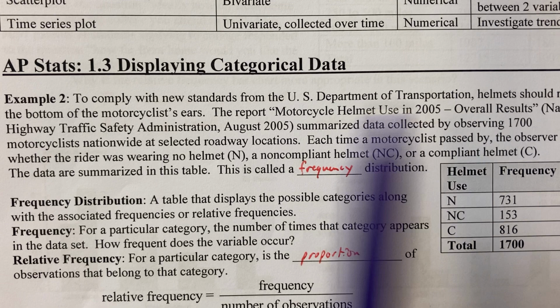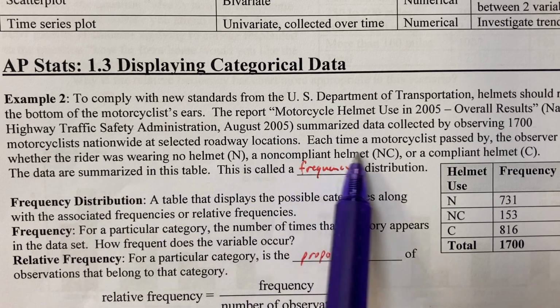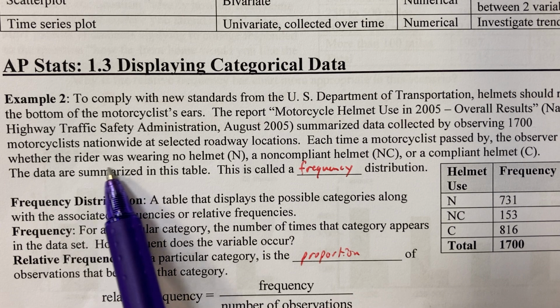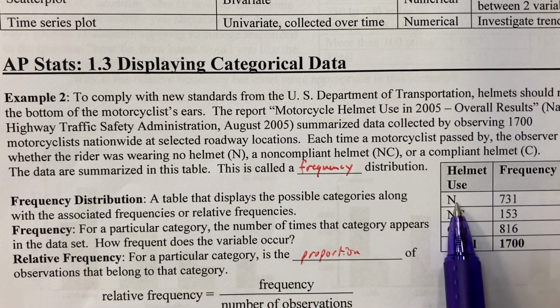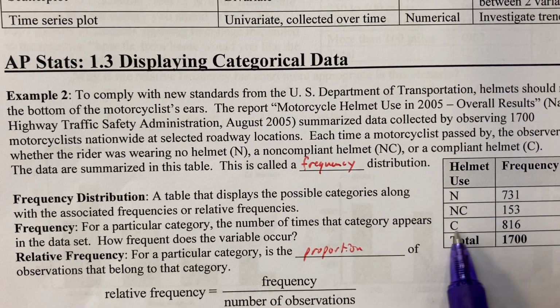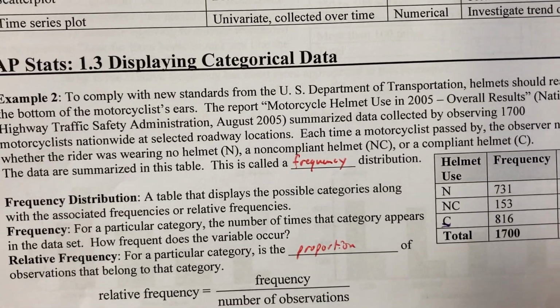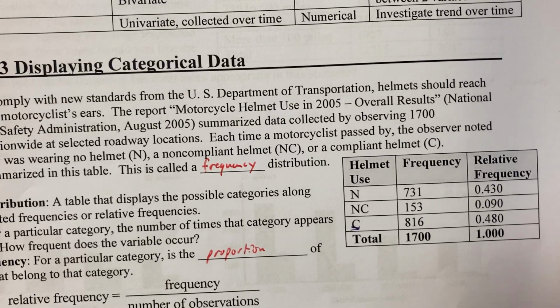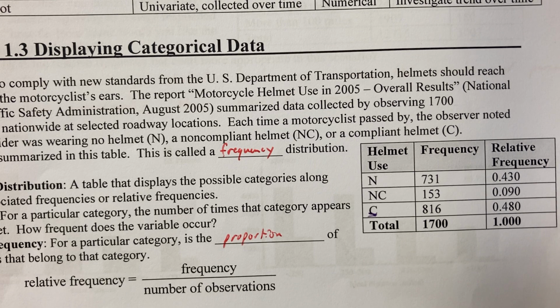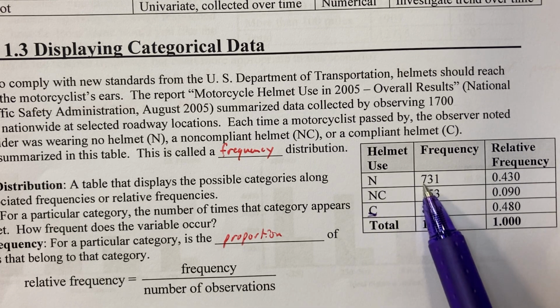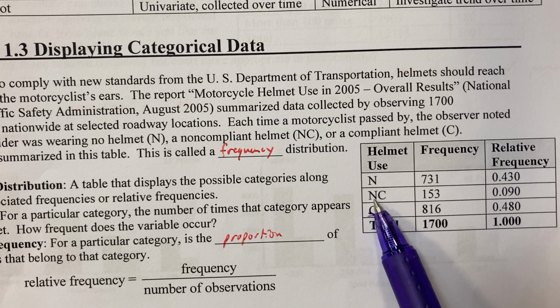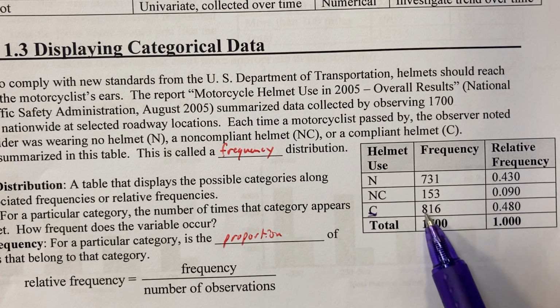We had 1,700 motorcyclists nationwide, and each time a motorcyclist passed by, the observer noted whether the rider was wearing no helmet, and you can see that in the chart here, non-compliant helmet or compliant helmet. So this is the good one. We like this one. We like compliant helmets. What we have here is called a frequency distribution. Frequency is the number of times that something occurs. So no helmet occurred 731, non-compliant helmet occurred that, and a compliant helmet occurred 816.